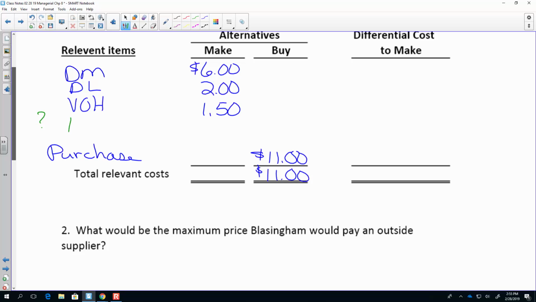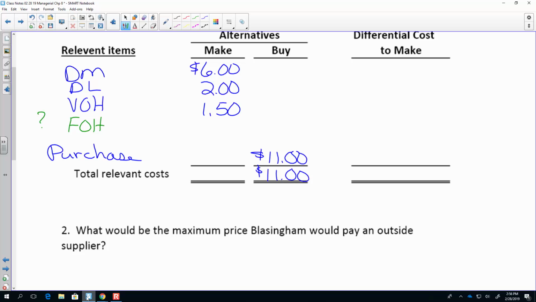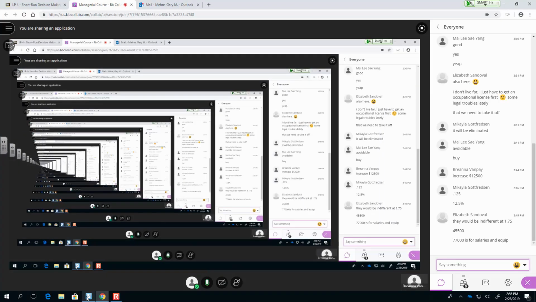So the big question here is, how do we handle the fixed? What part of the fixed is relevant? What does the paragraph say? Then a part of it goes to the Q108, and then the rest of it is common fixed overhead. Yeah. Well, some of it's direct expense and some of it's common, right? Liz says 77,000 is salaries and equipment. That supposedly is a lease, so it's a rent that they can get rid of if they don't make it.